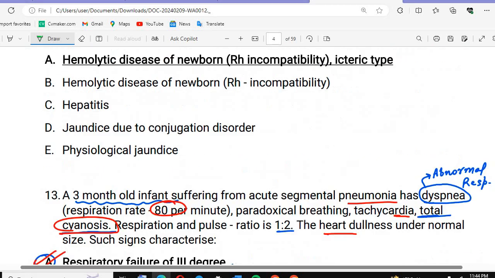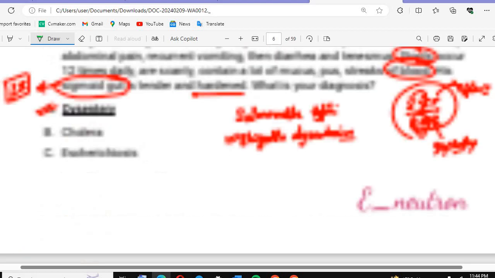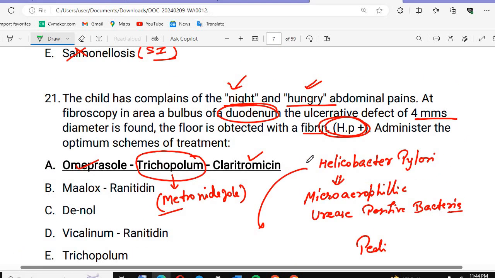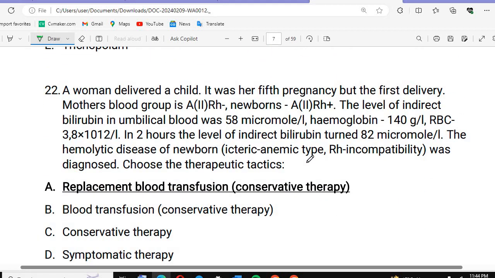Okay, now let's see the next questions. See question number 22. A woman delivered a child. It was a 5th pregnancy, but the first mother's blood group is A, Rh negative, and the newborn is Rh positive. The level of indirect. See, now you can see here. I hope I don't need to discuss anymore.